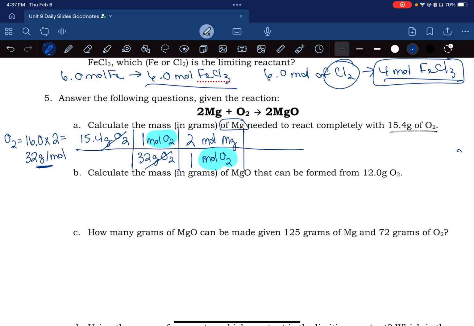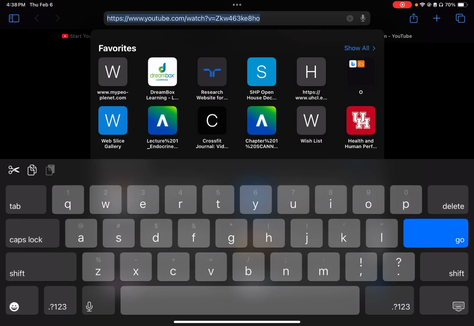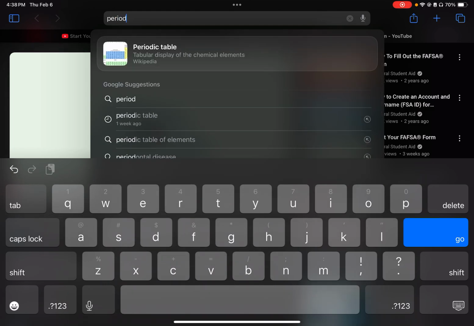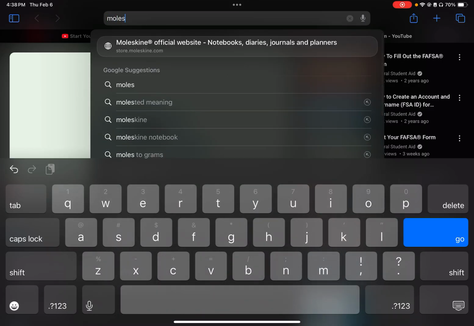Our final step is now we need to look at the molar mass of magnesium, I guess, oxide. Or actually it's just magnesium. I'm actually going to need to look up the molar mass of magnesium because I did not bring my periodic table home. All right, periodic table, let's just say moles of magnesium. Or no, molar mass.